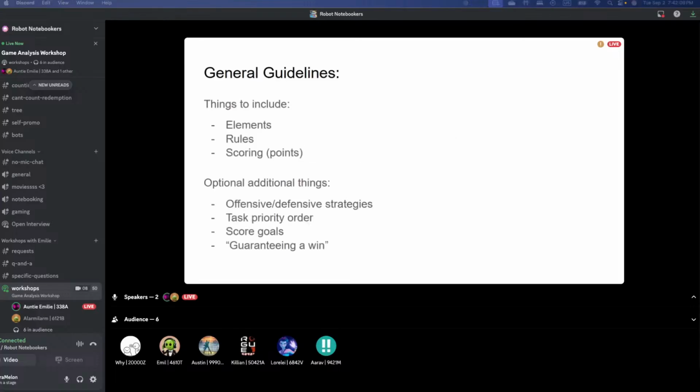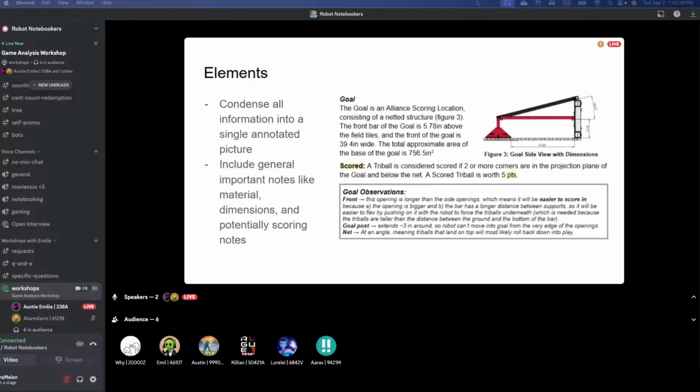Okay, so these are your general guidelines. Some things to include that are pretty much necessary are your elements, your rules, and how you score. Beyond that, there's some optional things like offensive and defensive strategies, task priority orders, your scoring goals, and even a section like how to guarantee a win. But again, they're optional, so you don't have to do them. But I'll go ahead and walk you through some good practices for all of them.